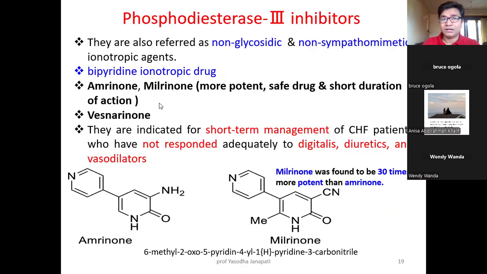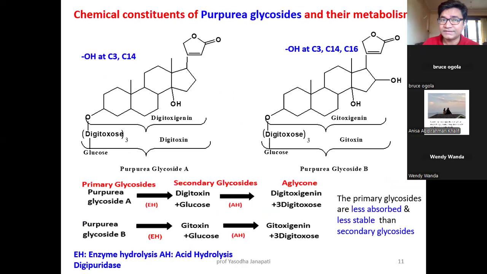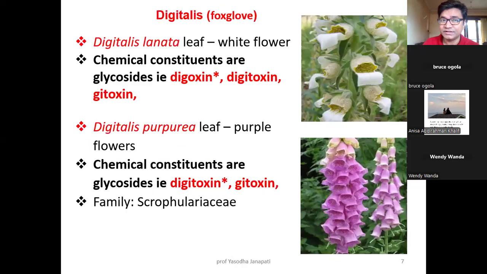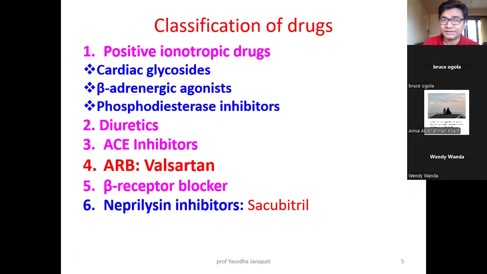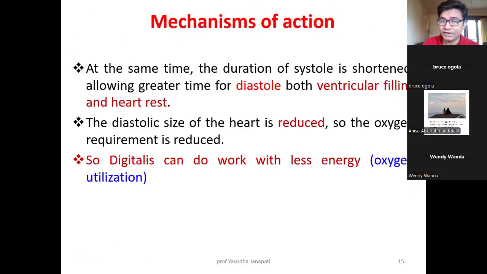Then one more class of drugs, phosphodiesterase-3 inhibitors. All these drugs are the examples. If you see the classification, these are positive inotropic drugs: cardiac glycoside, beta adrenergic agonist, and phosphodiesterase-3 inhibitors.